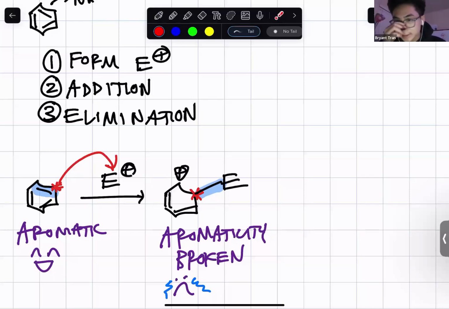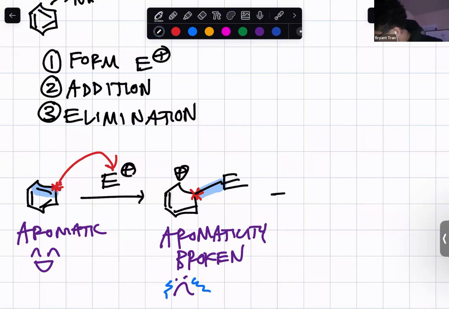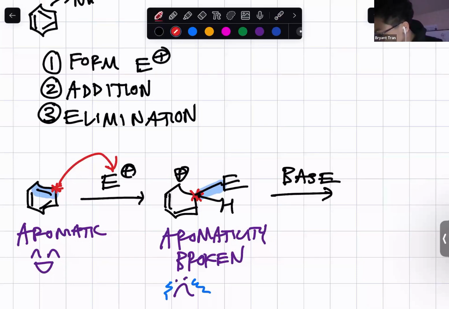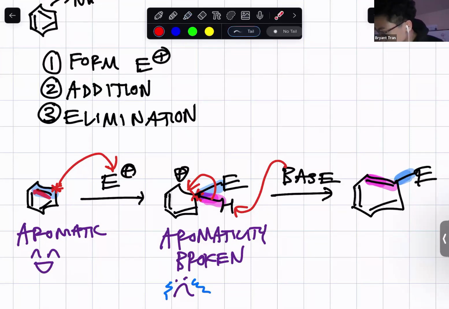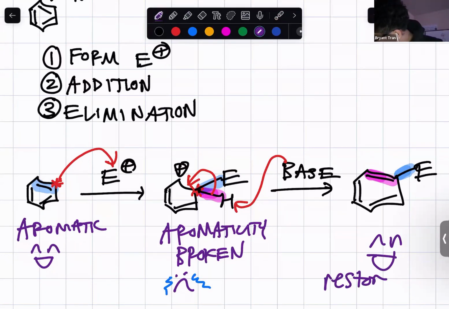So to restore the aromaticity, that's when we go in with the third step here, elimination. So we're going to bring in some sort of base to do an E1 mechanism. Deprotonate that carbon, grab that hydrogen. The bond between this carbon and hydrogen right there is going to make a double bond right there. And that's going to give us this restored aromaticity back. So if I highlight this bond in pink right there, that's this pink bond right there. This is still the blue bond from the original benzene right there. And we restored aromaticity.